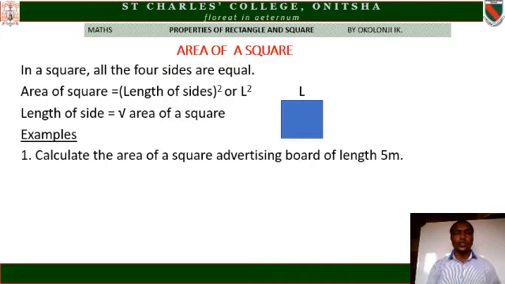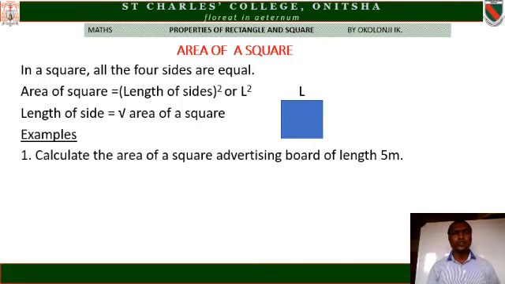Now, let us look into the area of a square. First of all, you can see the shape of the square on your screen there. What do you find out? In a square, all the 4 sides are equal. So in finding the area of a square, the area of a square is equal to length of sides raised to power 2, or you say length raised to power 2.